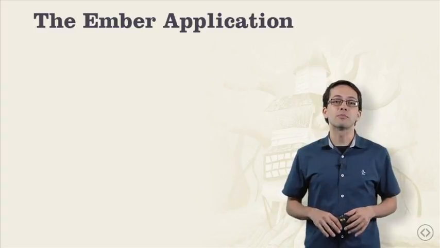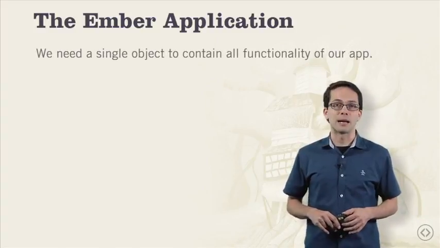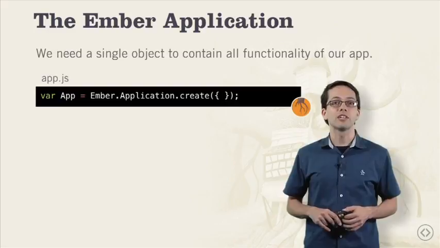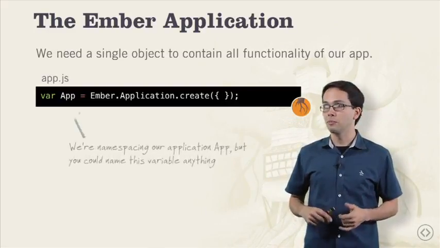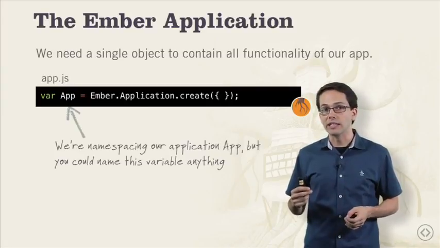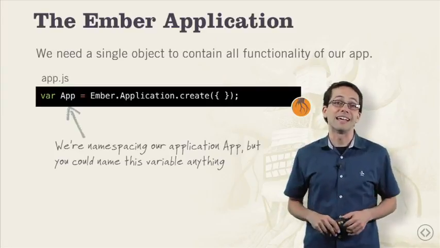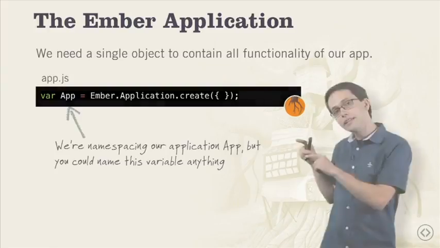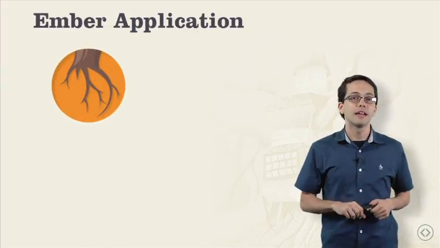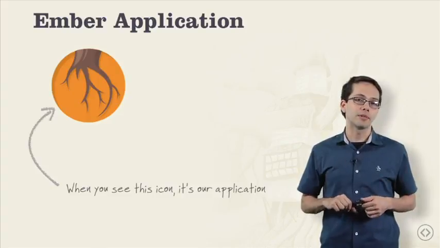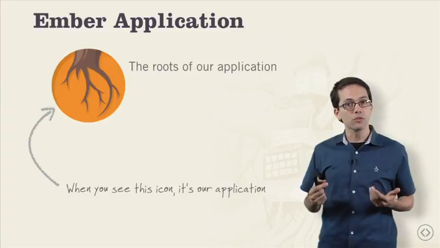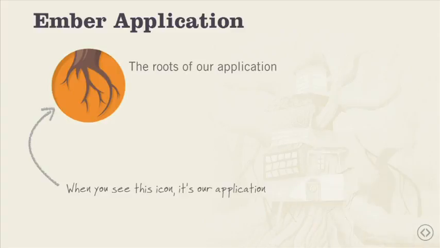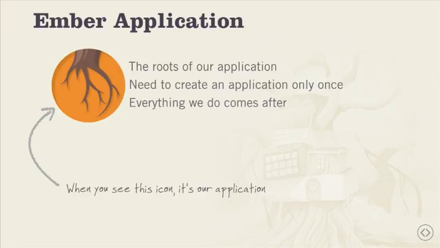And the first step to build an Ember application is to create our application object. This application contains everything about our Ember app. And we basically namespace it by calling it app, but you could have called it anything you wanted to. You see that little icon there? Well, that means we're talking about the Ember application, and we're going to use that icon whenever we're talking about our application. It's the roots of our app, and we basically only need to create one of them, and all the other components grow from there.